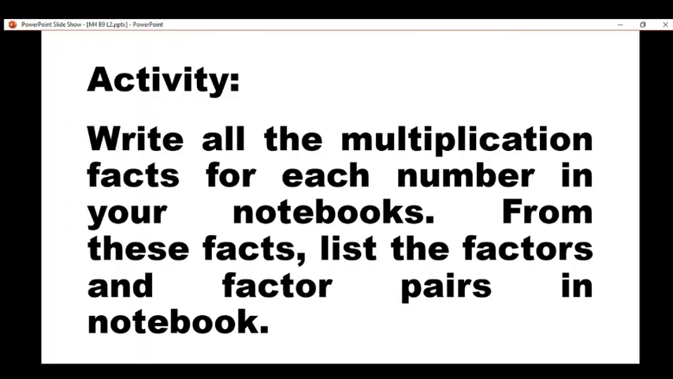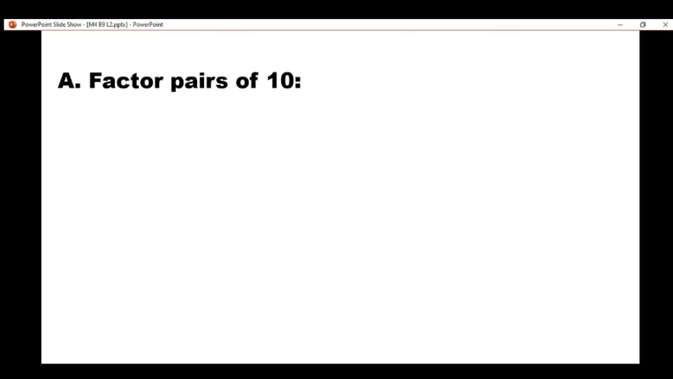Let's proceed with your activity. Write all the multiplication facts for each number in your notebooks. From these facts, list the factors and factor pairs in your notebook. So let's start with letter A, factors or factor pairs of 10. Think of two numbers that we can multiply to get 10. Very good. That is 1 times 10 equals 10. Another, 2 times 5 equals 10. Any other?